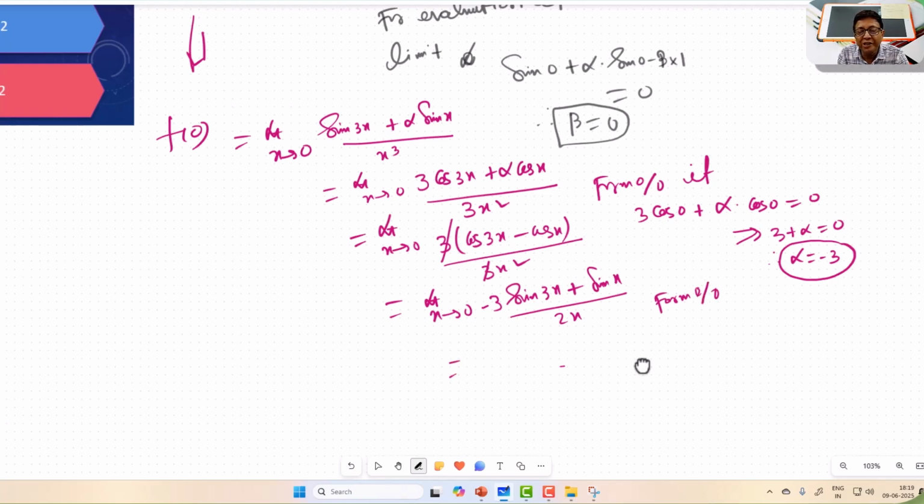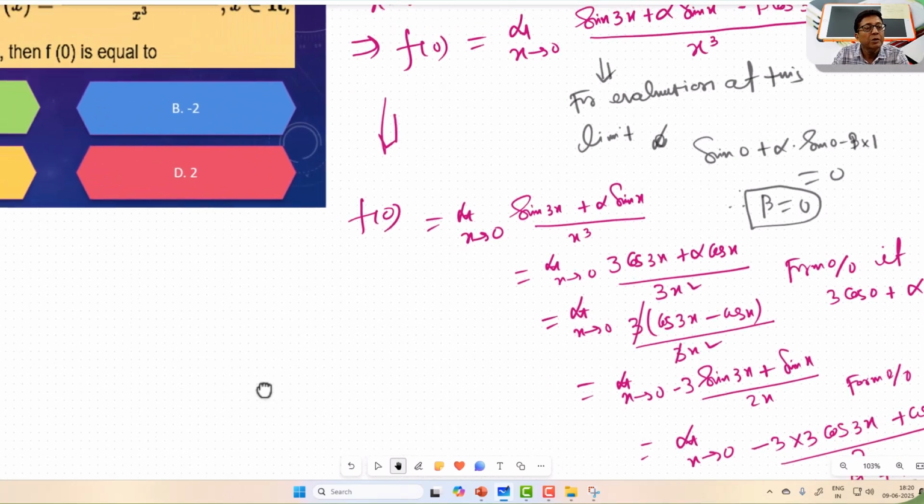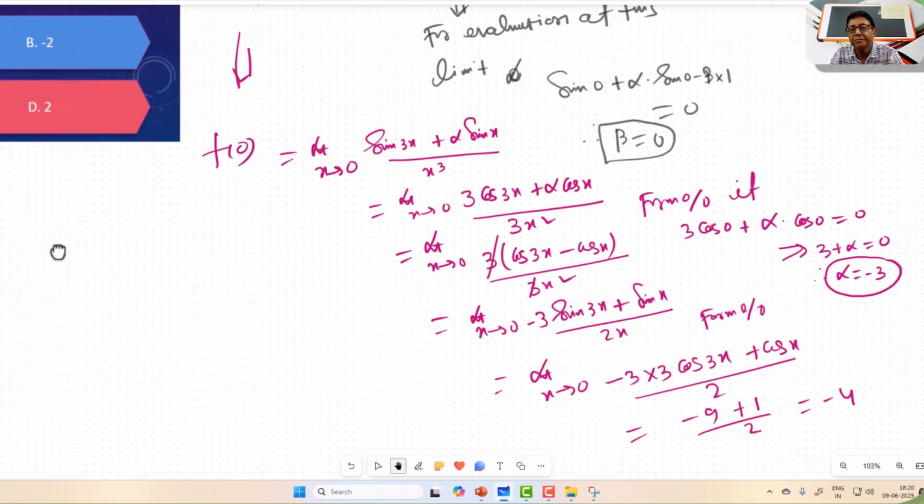Form 0 by 0 means we can differentiate once more. Minus 3 into 3 cos 3x, cos x by 2. Now put x equal to 0. Minus 9 plus 1 by 2, that is minus 4. So the value is going to be minus 4. So option C is correct.